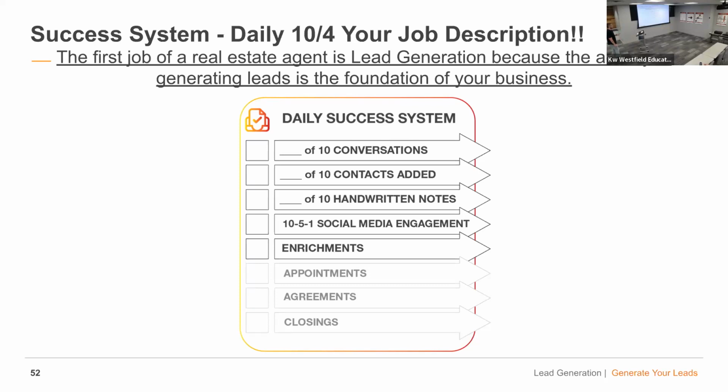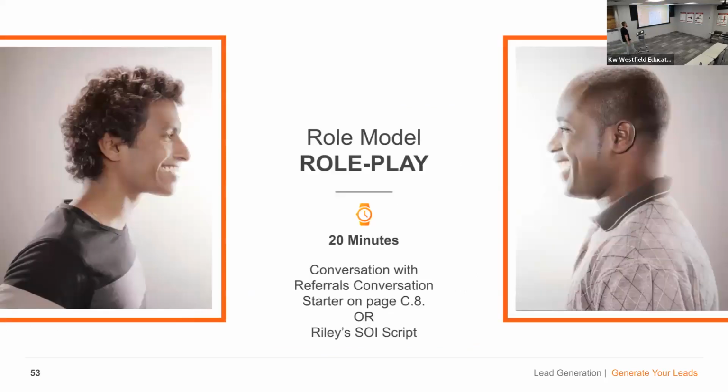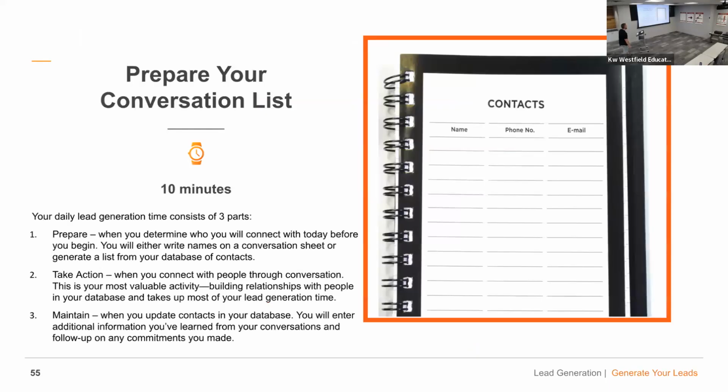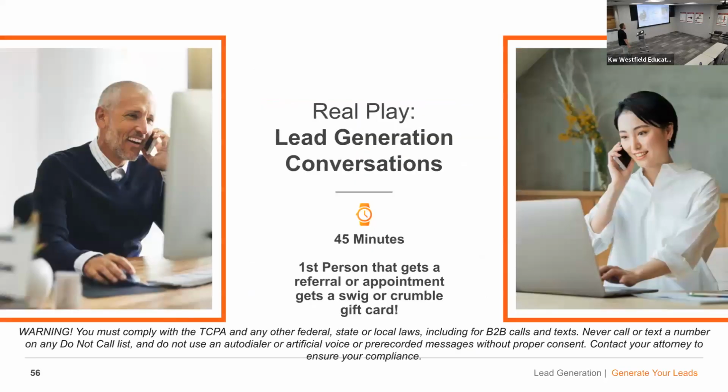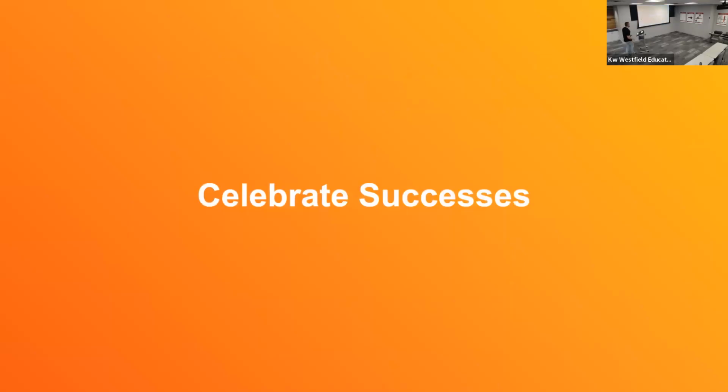10-5-1 social media engagement. To be honest, they added that after I stopped being the coach. I don't even know what that means. Probably like 10 likes, 5 comments, 1 direct message, if I had to guess. Enrichments, don't even know what that is. We're going to move on. Basically just have some form of measurement where you know this is how I'm going to crush it every day. We'll come back to role play in just a second because I'm going to show you a script again. Conversation list. Okay, cool. So moving on.